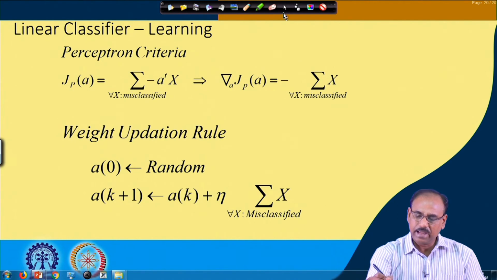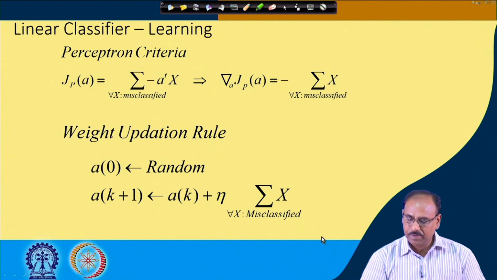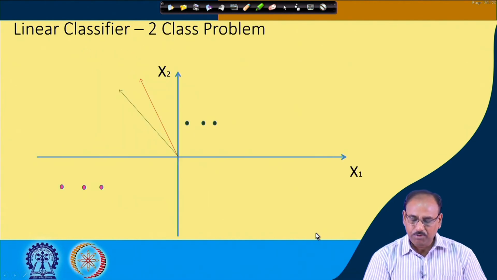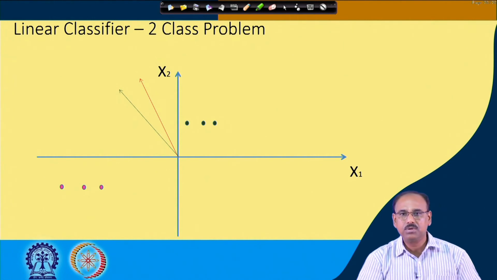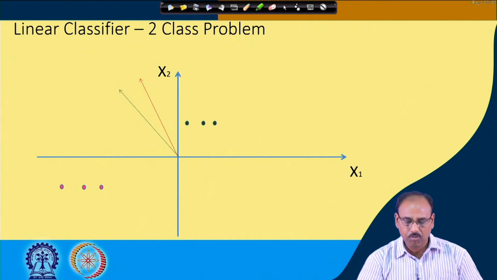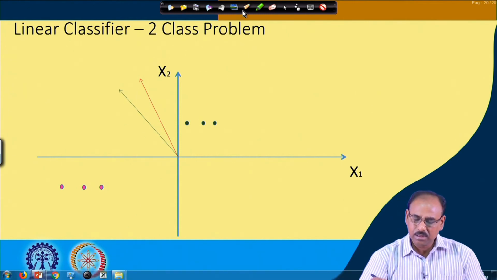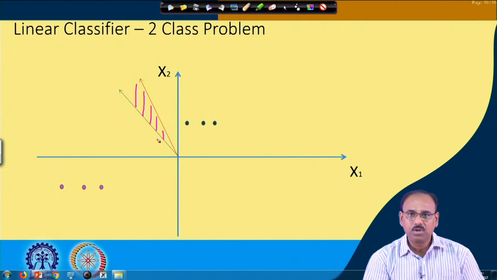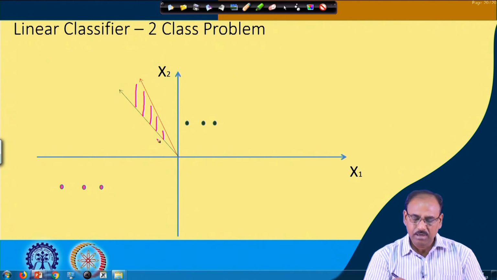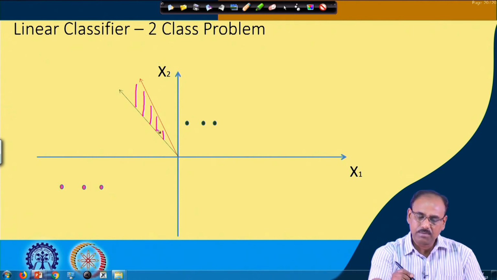Let us see with a diagram what this means. As we have seen before, given these two sets of vectors belonging to class omega 1 and omega 2, I have the solution region, which is this. So, any solution vector must lie within this region.